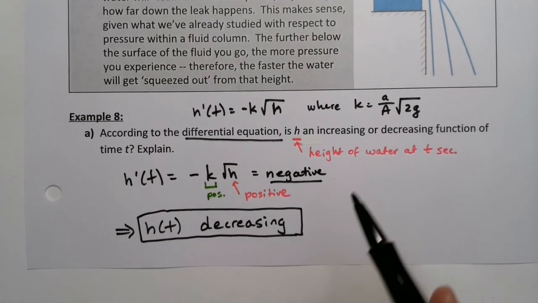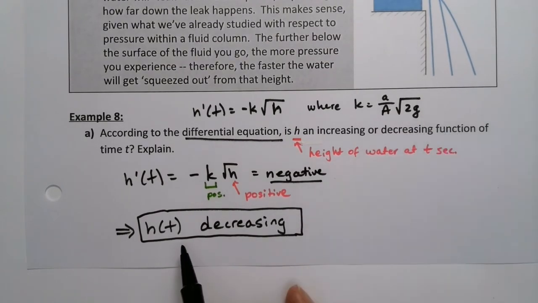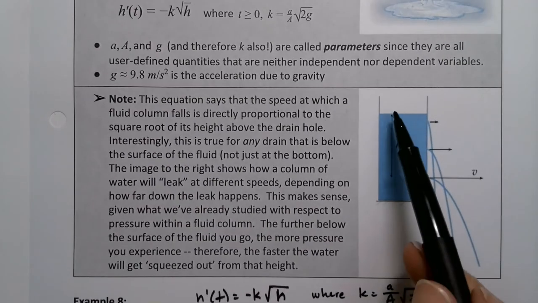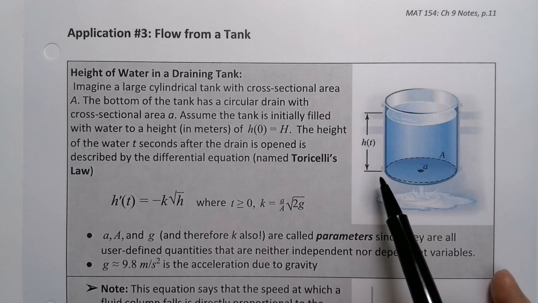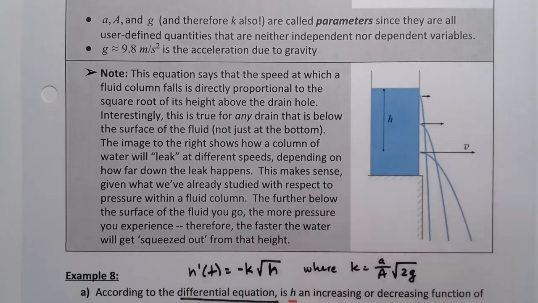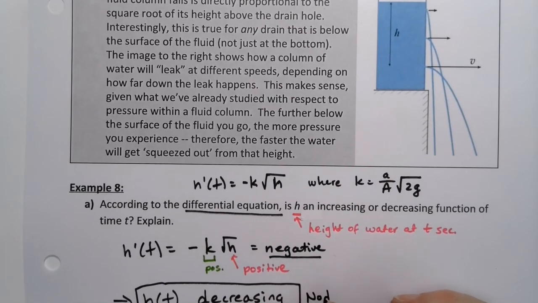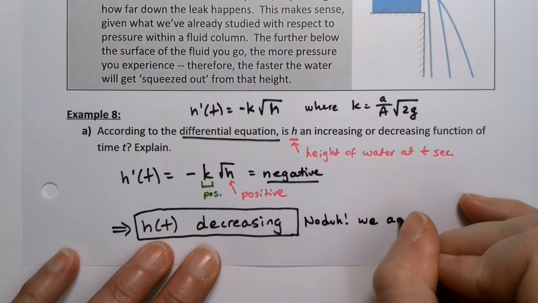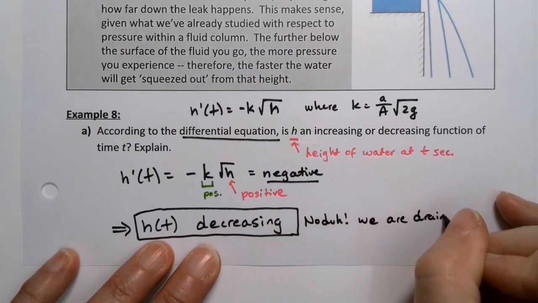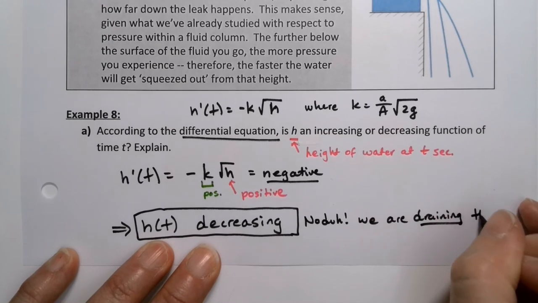Which just makes sense. We're draining water out of the tank. So the height is, of course, decreasing, right? I mean, look, you pop a hole in the bottom, the height will be going down. You're draining water. So let me just say, no duh. We are draining the tank. So of course it's decreasing.